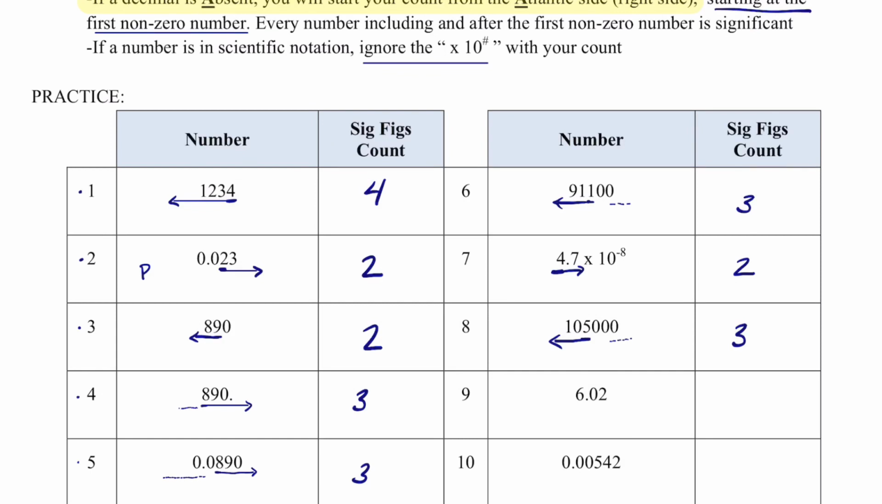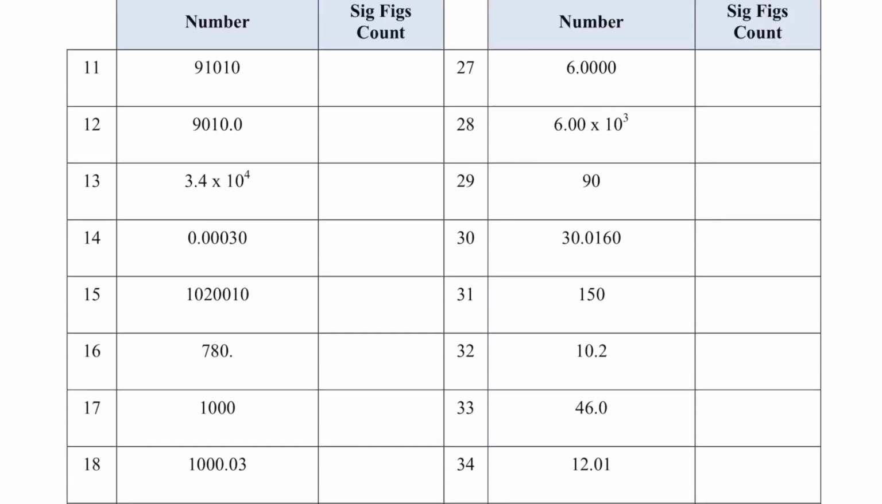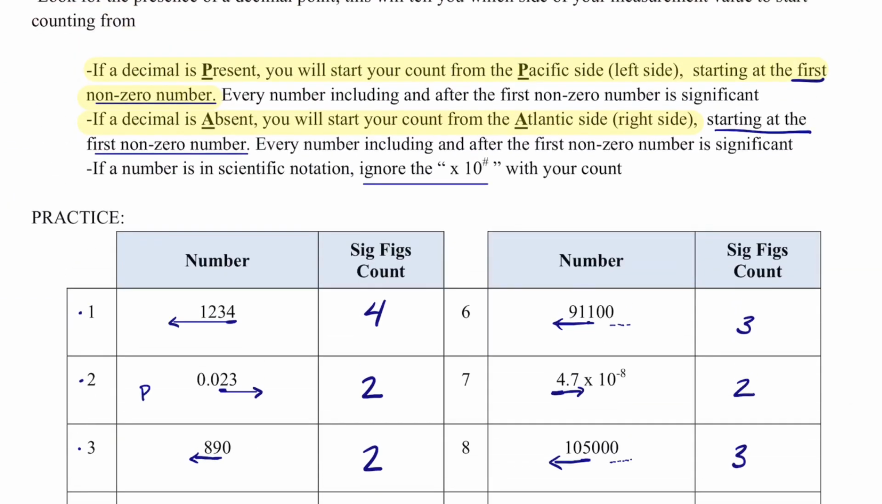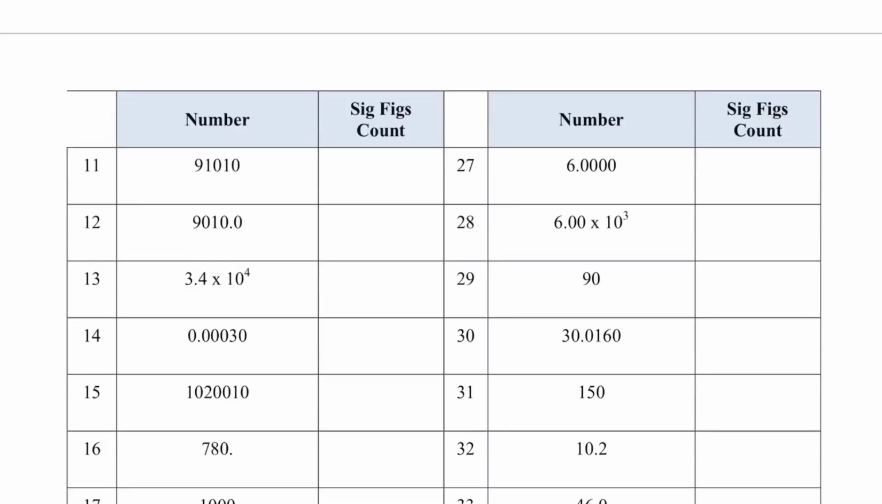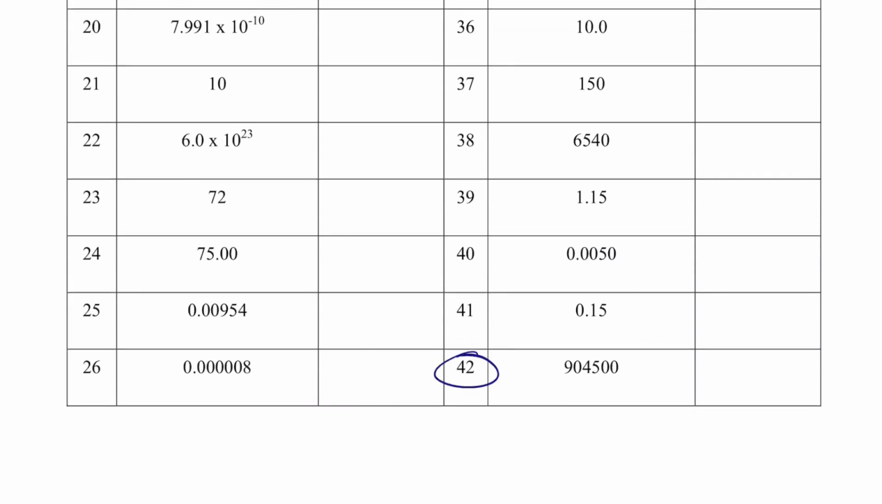And then in number 9, decimal present, so 6 will be my first number. That'll be 3. Decimal present, 5 will be my first number. That'll be 3. What I'd like you to do is do the rest of these and then check with the key online. Okay, just all the way through number 42, and then you can stop.